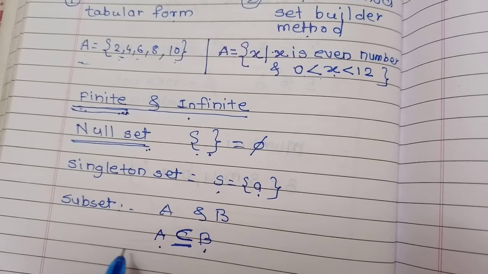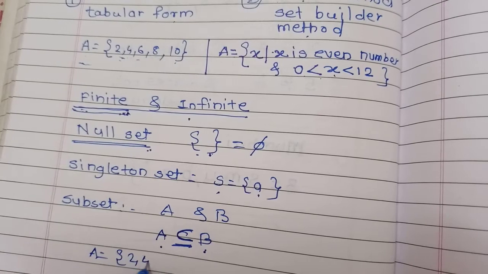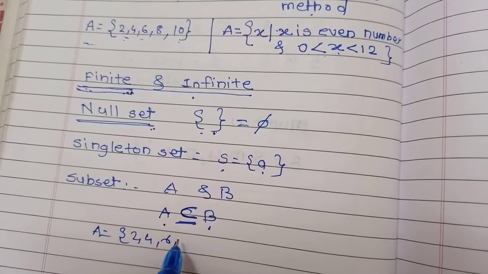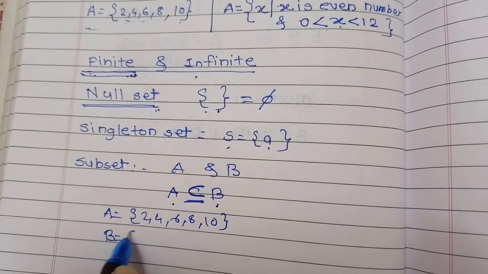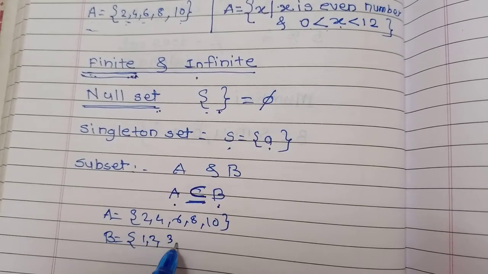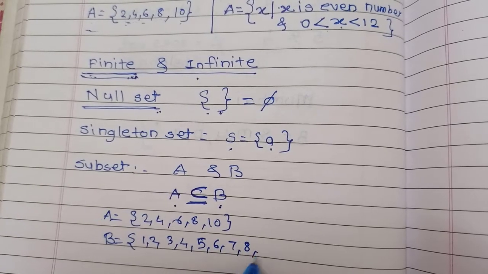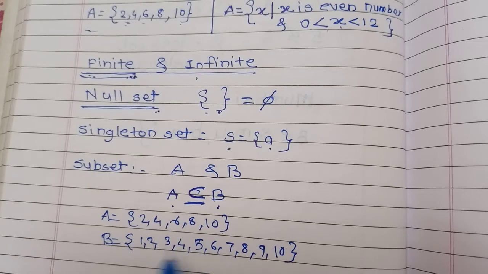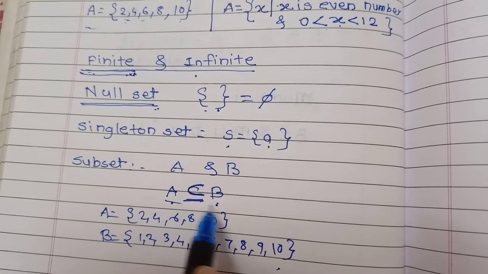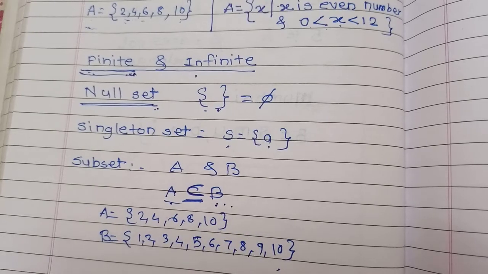For example, set A is as written above: 2, 4, 6, 8 and 10, and set B is 1, 2, 3, 4, 5, 6, 7, 8, 9, 10. All the elements of set A are present in B, so we say that A is a subset of B.